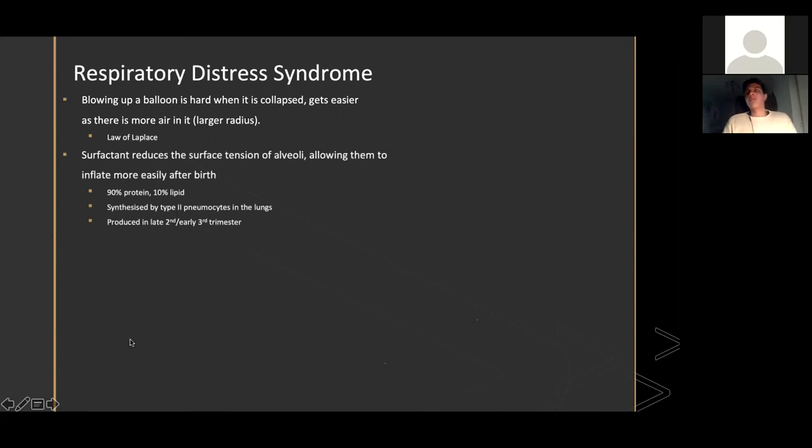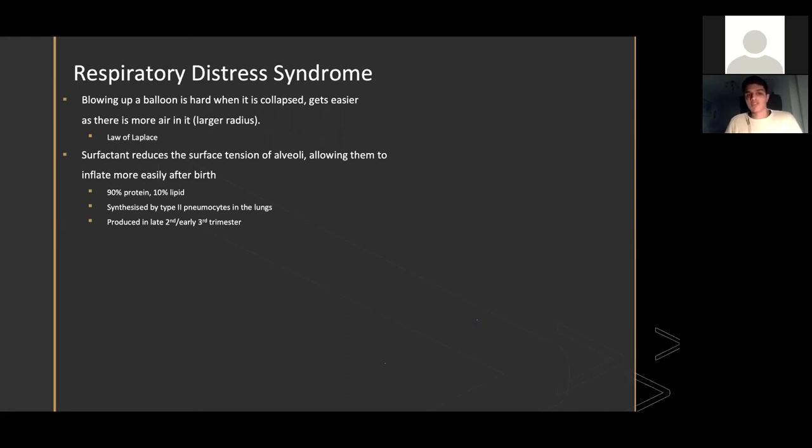So to combat this, our bodies have evolved to produce surfactant. Okay? And surfactant is something produced by the type 2 pneumocytes in the lungs. That's an SBA special. They always love asking what cells produce it. Mainly protein, a bit lipid. And what it does is it reduces the surface tension in the alveoli. It kind of lubricates them a bit more, if you think about it like that, maybe.